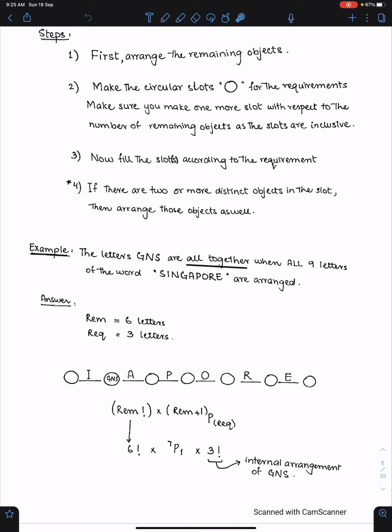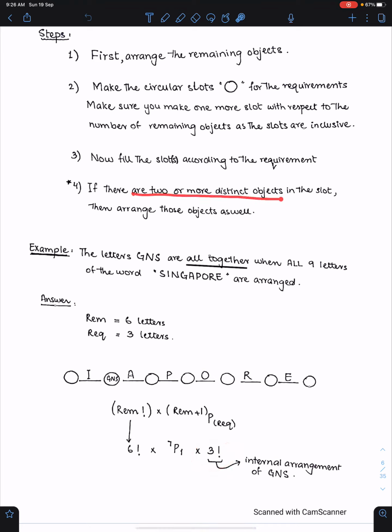There are 7 slots and we just need to fill one slot. We have to place GNS into one slot, and we can place GNS into any one of the 7 slots. So 7P1: we have 7 slots and we have to fill just one slot. So we have to write 7P1. And within this slot, GNS can arrange themselves in 3 factorial ways. And this is step number 4.